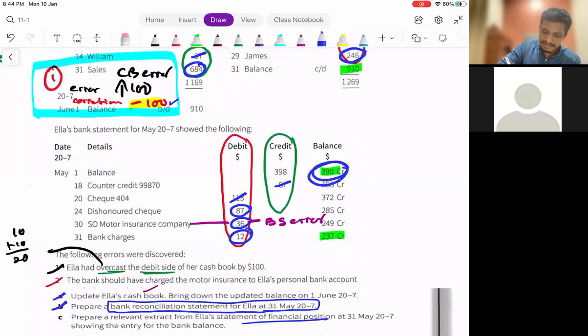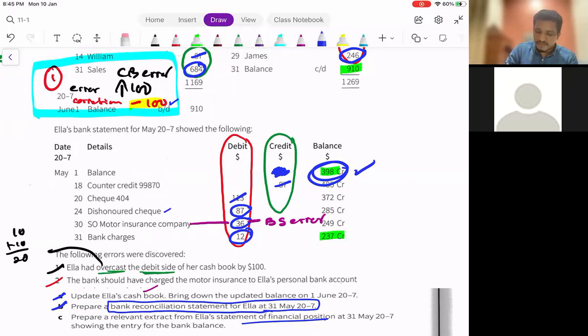398 is actually the opening balance. It should not appear here. The balance is supposed to go straight into the balance, so we don't care about that one. And then the 87. 87 is this dishonored check.